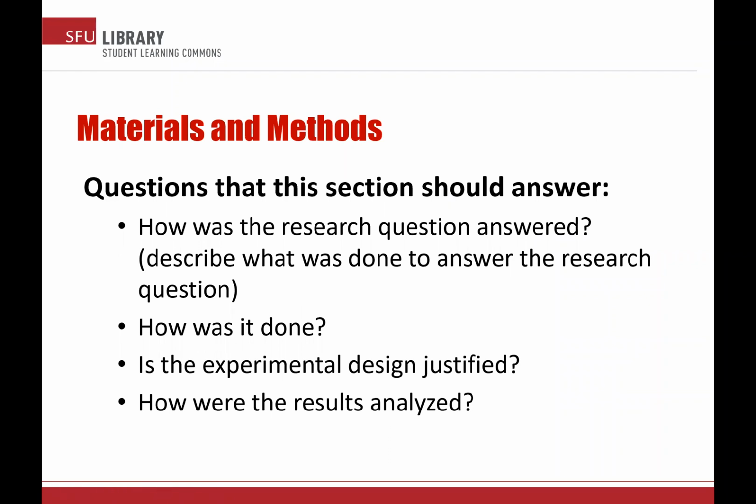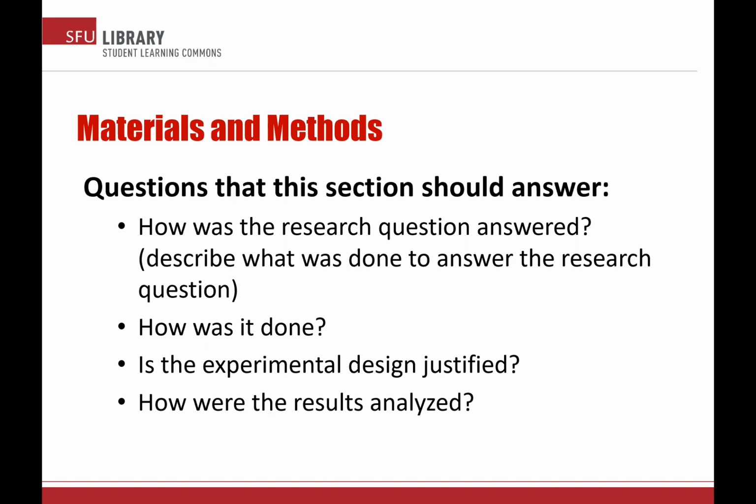The materials and methods section should answer these questions. How was the research question answered? So that is specifically what was done in order to obtain an answer to the question that you asked in your introduction. How was this done? Is the experimental design justified? So that means you'll need to explain why you chose to organize your experiment the way that you did. And how were the results analyzed? So for example, what statistical methods were used?